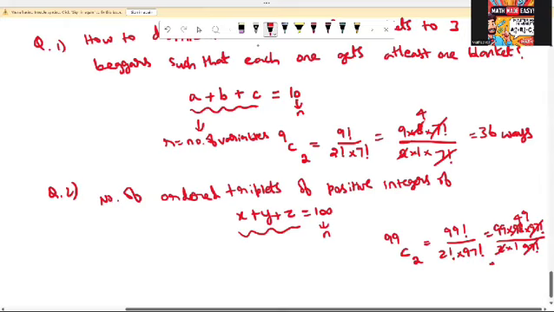So hope you understood how to use this formula when you are trying to distribute identical objects to distinct people. If the people themselves are distinct, you have to use this formula.